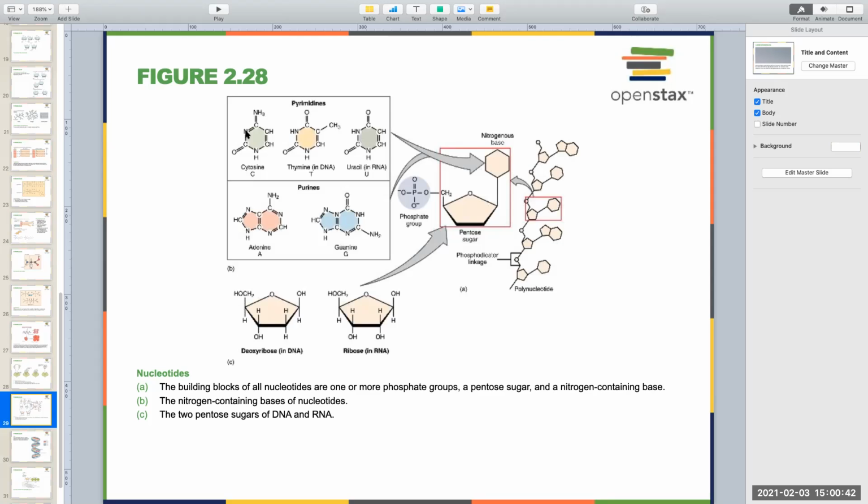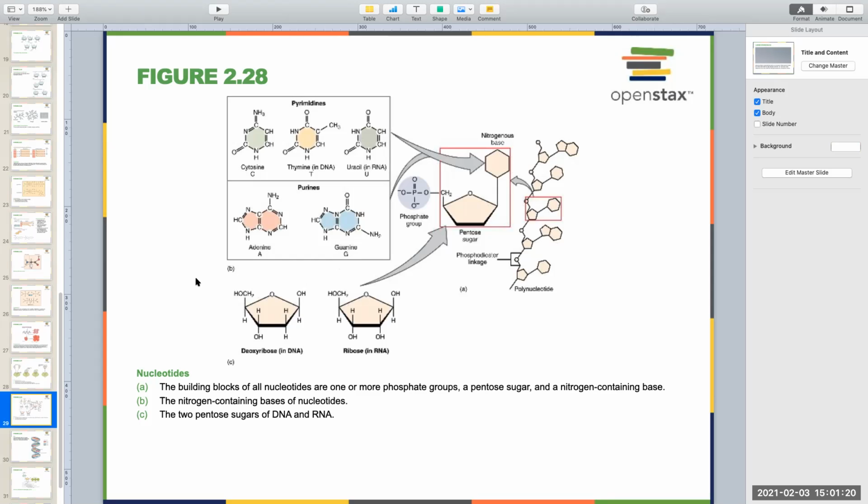They further separate them into 2 different categories. They could either be pyrimidines or purines. The pyrimidines are cytosine, thymine, and uracil. If you notice, thymine is specific to DNA and uracil is specific to RNA. Purines are going to be adenine and guanine.